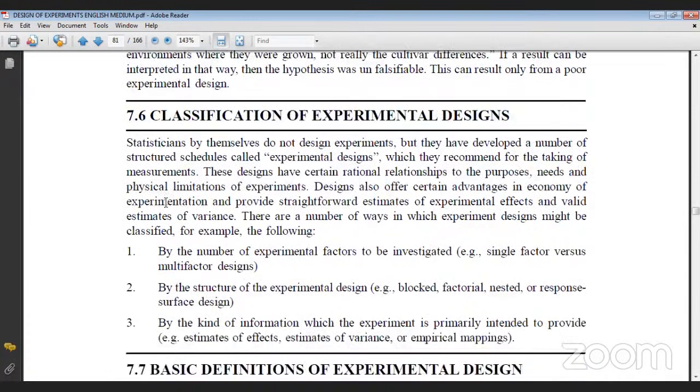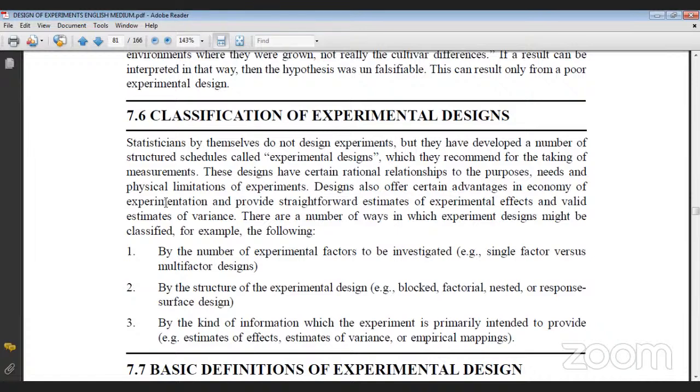Then, classification of experimental design. Statisticians do not design experiments by themselves, but they have developed a number of structured schedules for design, which are recommended for the taking of measurements. These designs have a certain rational relationship to the purpose, needs and physical limitations of the experiment. Designs also offer certain advantages in economy of experiment and provide straightforward estimates of the experimental effects and variance estimates of the values. There are a number of ways in which experimental designs might be classified.